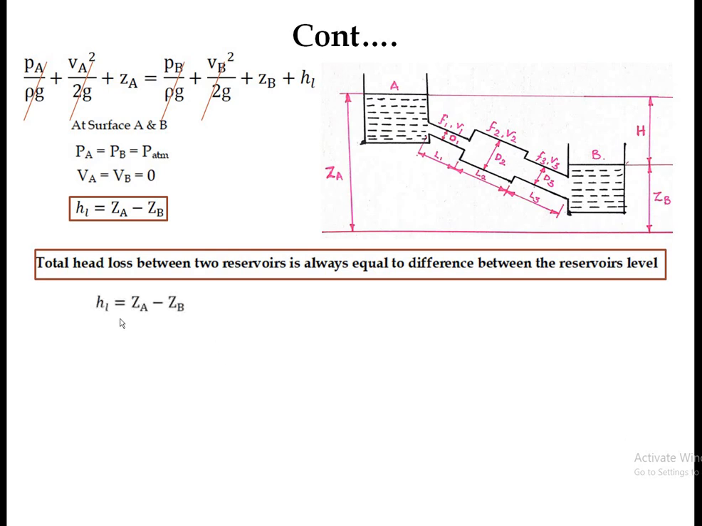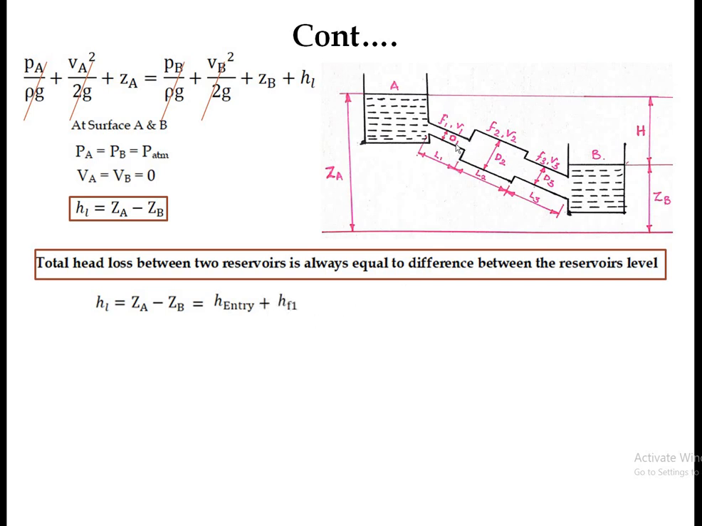Next, this HL equals ZA minus ZB. Again we will try to find this HL in terms of major losses and minor losses. So this is H at the entrance. When fluid flows through these pipes which are connected in series, first the head loss is at the entrance of the pipe, and that is the minor loss. Again fluid flows from this point to this point. Due to the friction, the frictional loss is there, so plus HF1.